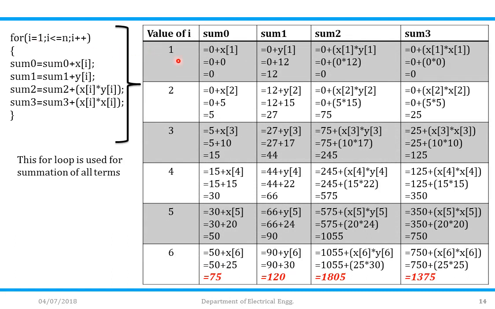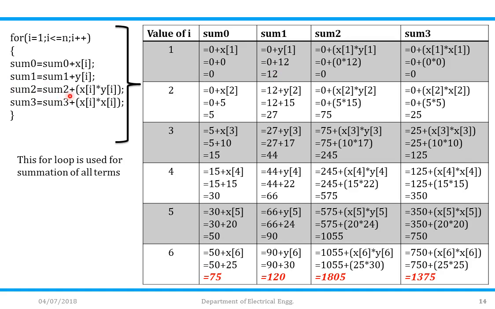When i equals 1, what is the formula of sum0? Sum0 equals sum0 plus x of i. Initially sum0 is 0, that's why here I have written 0 plus, and i equals 1, so that's why it is x of 1. From the table, the value of x of 1 is 0, so we will get the answer for sum0 equal to 0. Similarly, sum1 equals sum1 plus y of i. Initially sum1 equals 0, and y of i means y1. The value of y1 is 12 from the chart, so the addition answer will be 12, which will be stored in sum1.